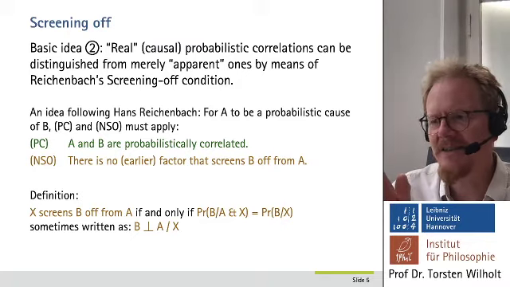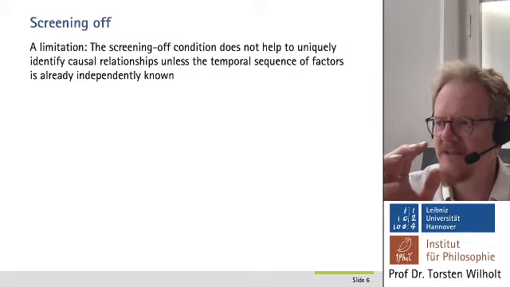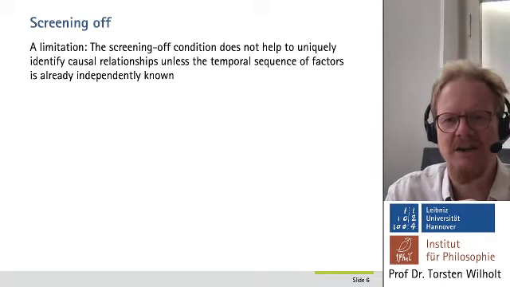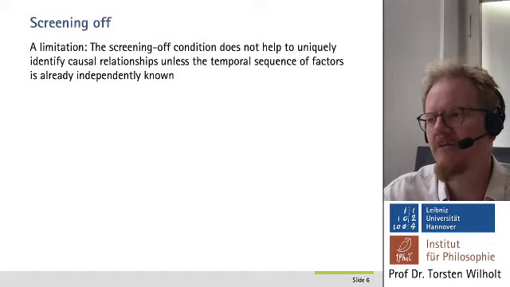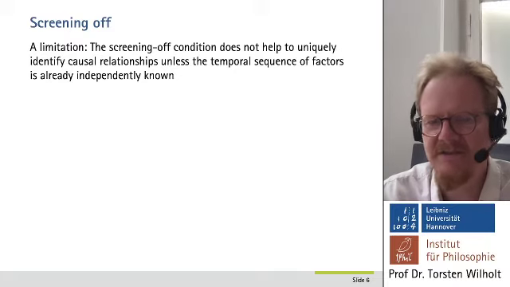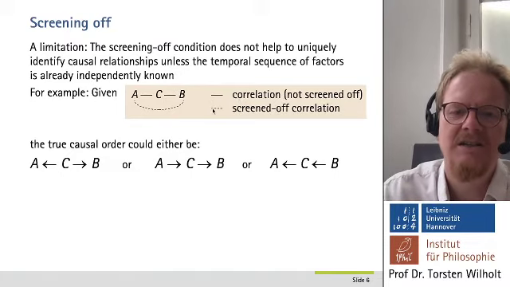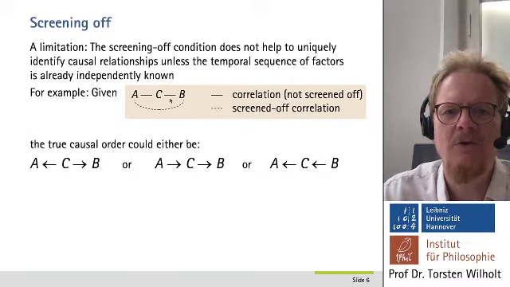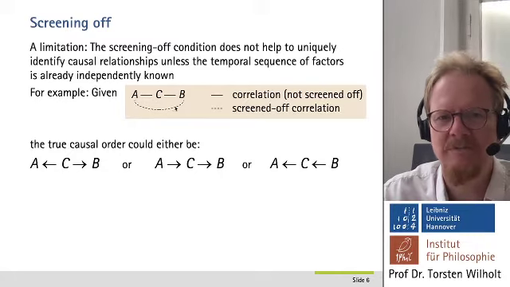But if you just look at this like this, there seems to be a limitation. And the limitation is that the screening off condition alone, if you just look at isolated variables, does not help to uniquely identify causal relations, I should have said, unless the temporal sequence of factors is already independently known. And if we have data sets, for example, we can't assume that we always know the temporal sequence of factors. For example, given this structure of correlations, some of which are screened off, you have three factors, A, B, and C, and they are all correlated with each other. But C screens off the correlation between A and B.